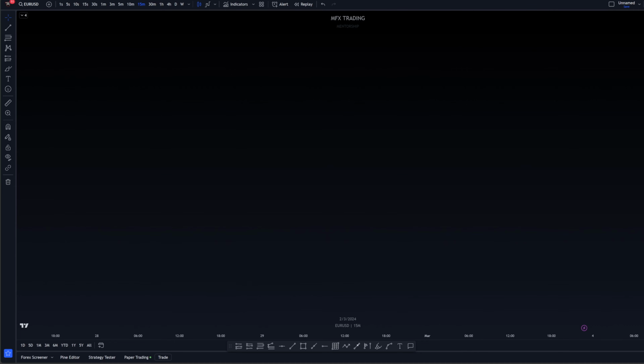So let's start with the basics and explain the fundamentals of a candlestick. At the end of the video we will go over some live market examples.